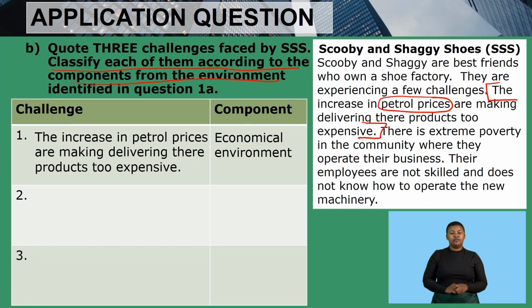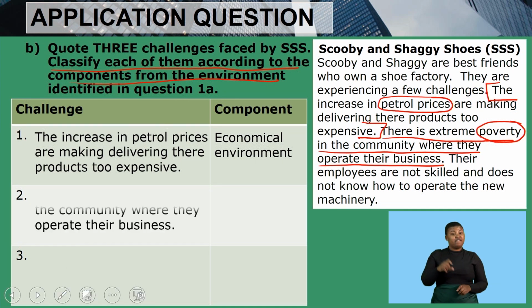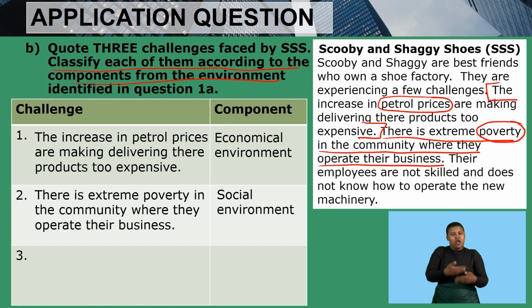All right, then the scenario continues. There is extreme poverty in the community where they operate their business. Poverty, of course, being a socio-economic issue. So let's just first quote this challenge. Extreme poverty in the community where they operate their business. Now, poverty being a socio-economic issue, it can be safe to conclude that this then will be a social environment issue.